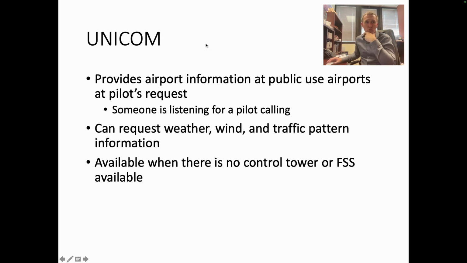So Unicom is a universal communication station. This is going to be an air-ground communication facility, which is not air traffic control. In other words, a private entity, maybe someone who works at a small airport or owns the airport. They're going to be listening for pilots calling in and giving them information, for example, about the weather, about wind and traffic patterns, maybe requests to land. This is going to be available when there's no control tower or flight service station available.